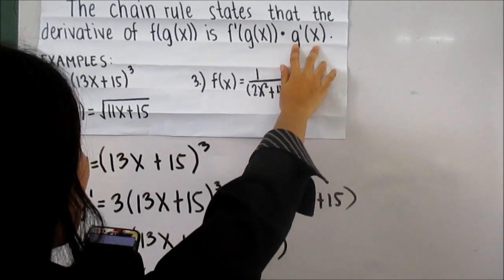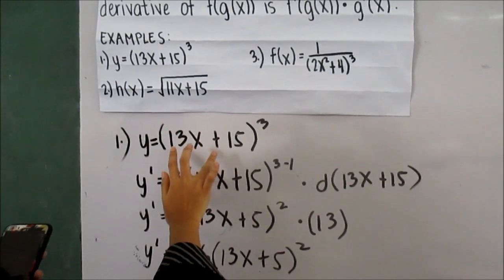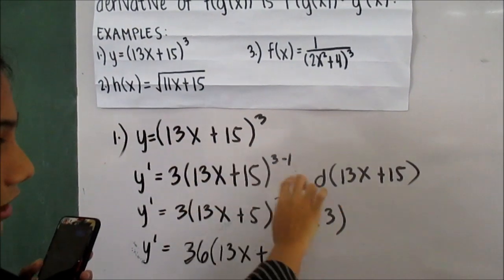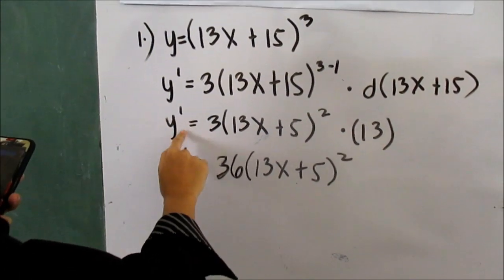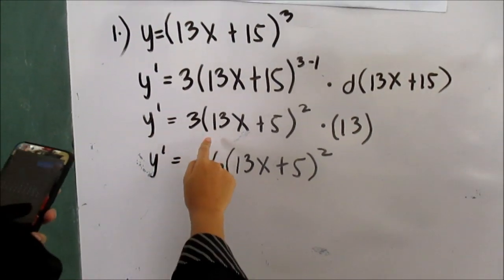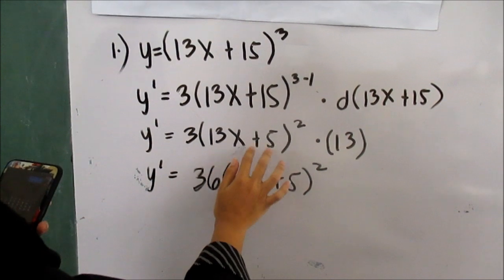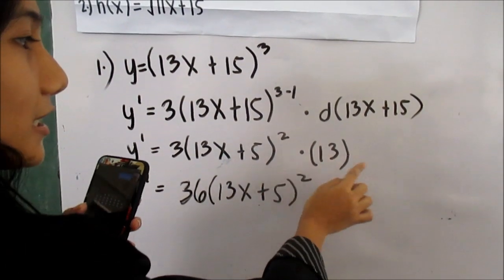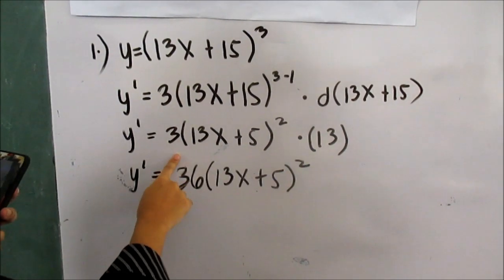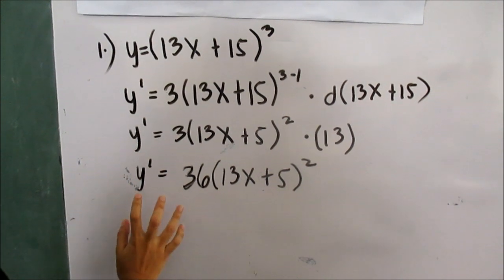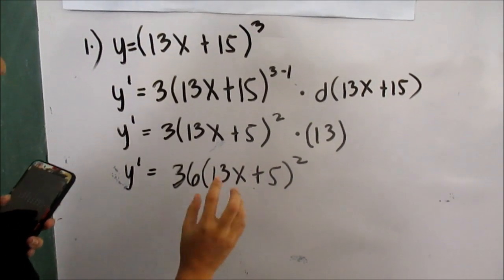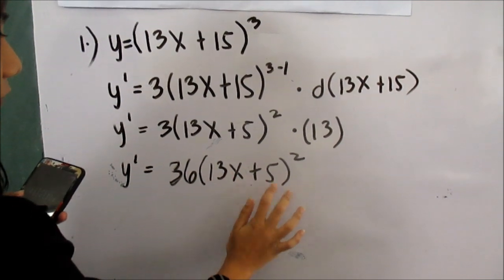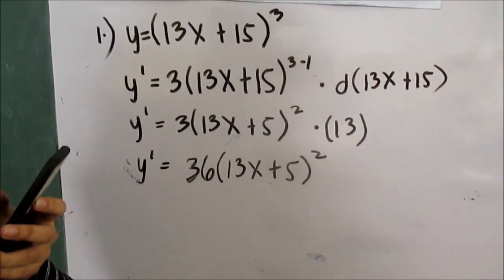The g is 13x plus 15, so we take the derivative of 13x plus 15. So y prime is equal to 13 times the quantity 13x plus 15 to the power of 2, times 13. 13 times 3 is equal to 39. So the answer is y prime equals 39 times the quantity 13x plus 15 to the power of 2.